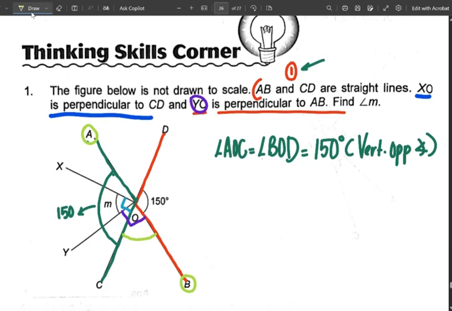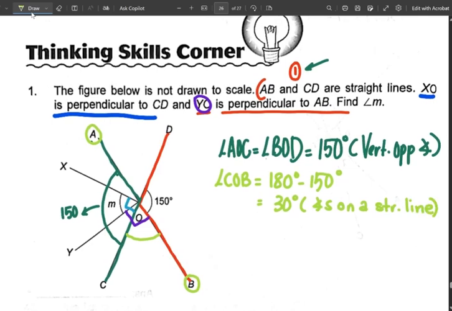Angle COB is actually equal to 180 degrees minus 150 degrees, which is equal to how much? 30 degrees. What is the reasoning? Angles on a straight line. Follow my color, okay? I won't change the color. I will pair the color to the angle. Is that okay? All right, this is 30. Make sense or don't make sense?